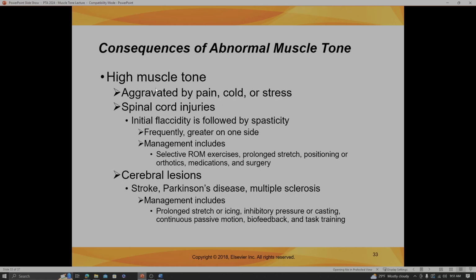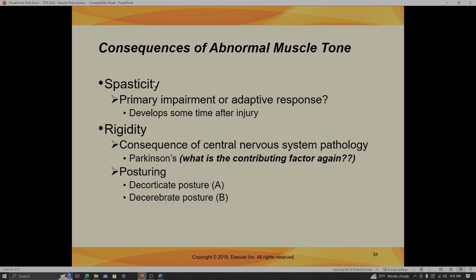So here are some things that we might start to look at. Spinal cord injuries start out flaccid, and they're followed by spasticity. Here are cerebral brain lesions, which are lesions of the brain, which sometimes are caused by these disease processes, and these are how we manage them. The difference between spasticity and rigidity, also understanding the two postures that are attributed to certain levels of injury at the spinal cord or at the brain.